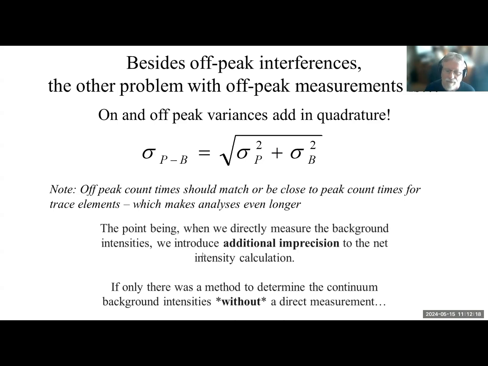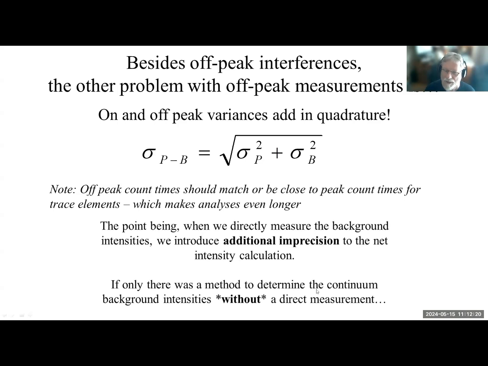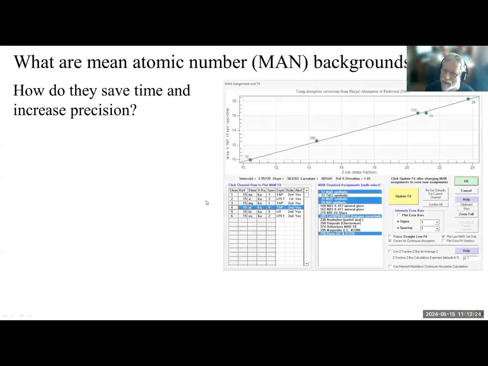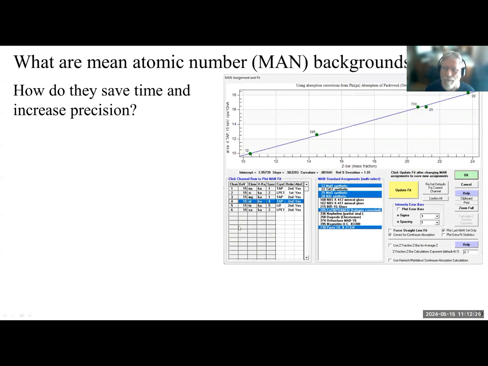So if only there was a way to measure the continuum background without a direct measurement, and that's now what we're going to talk about: mean atomic number backgrounds. You guessed it. So here's an example of aluminum K alpha, and we're measuring compounds that do not contain aluminum. So MgO, MnO, there actually is a little bit of aluminum in titanium oxide. And we can get a very decent fit.